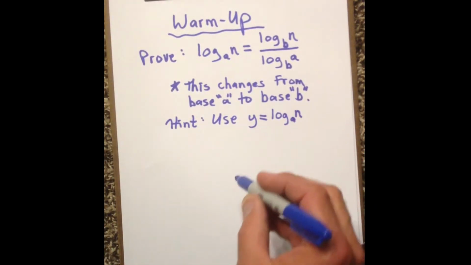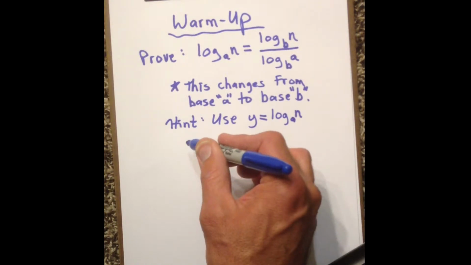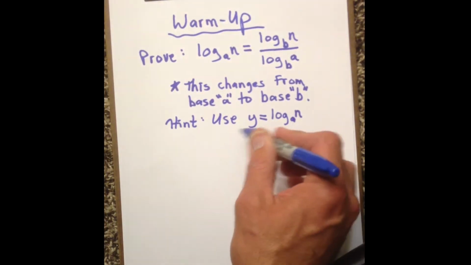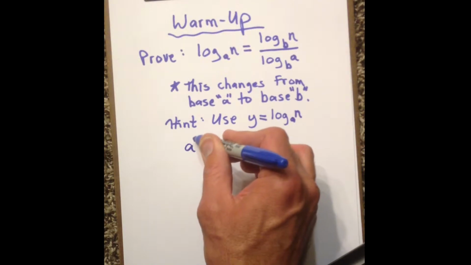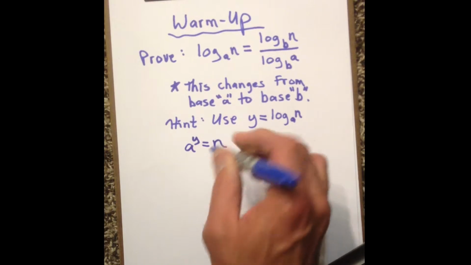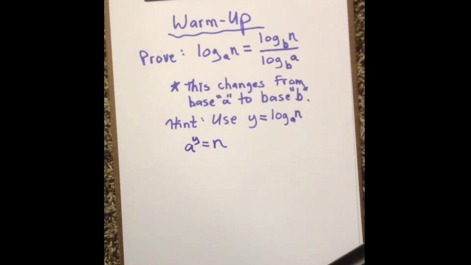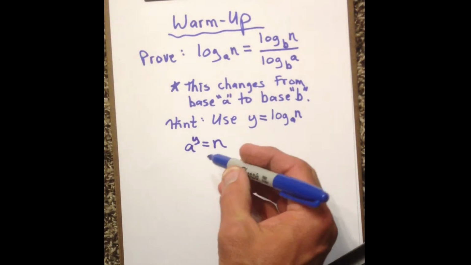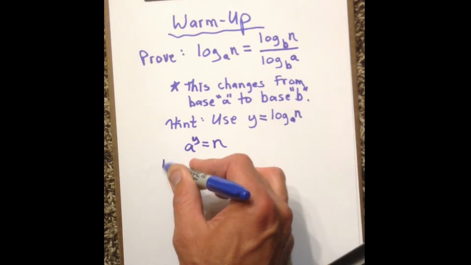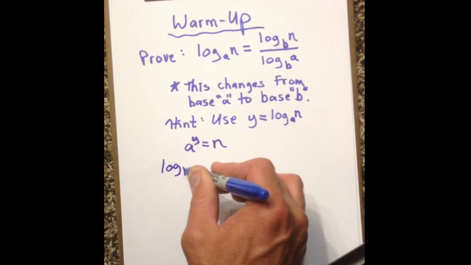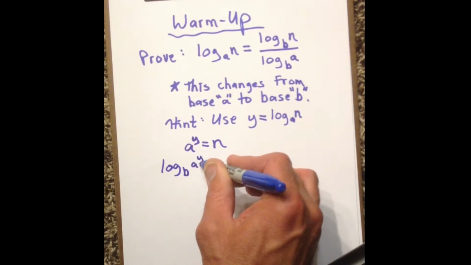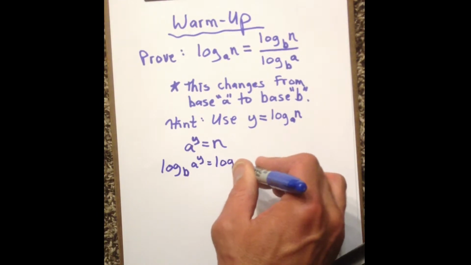If we use the hint that y equals log base a of n, we can rewrite that. So from that hint, we can say that a to the y power equals n. So we can do that to the original value of y equal to log base a of n. And now we can take the logarithm of both sides of that equation, and we're going to take the logarithm in terms of base b. So take the log base b of the left-hand side and log base b of the right-hand side.